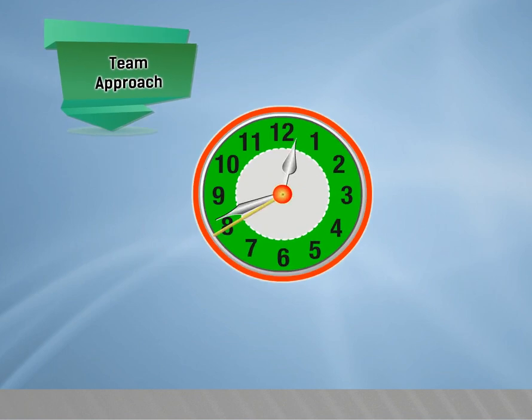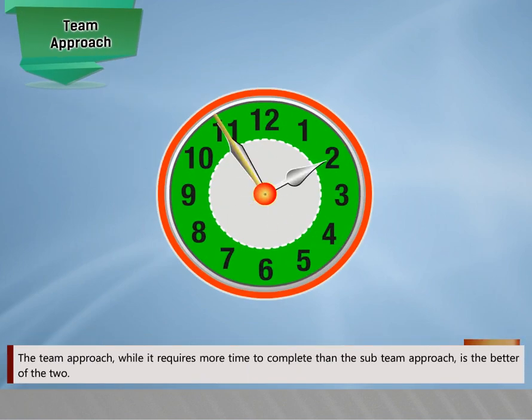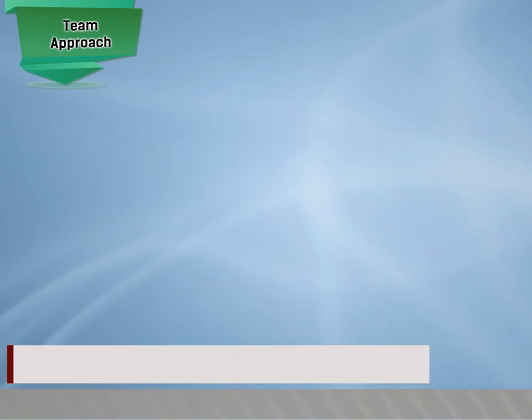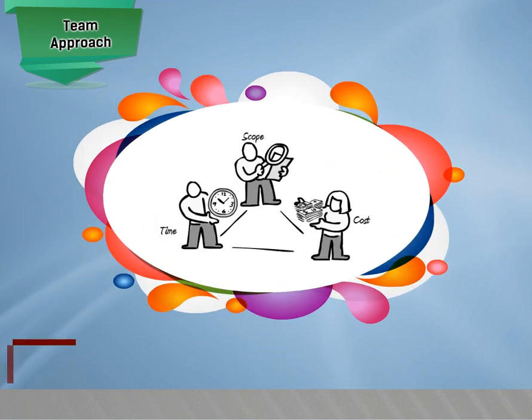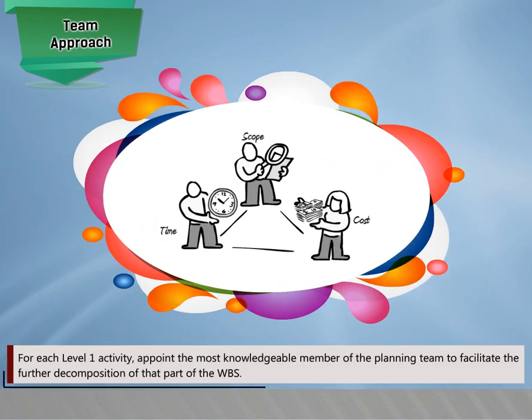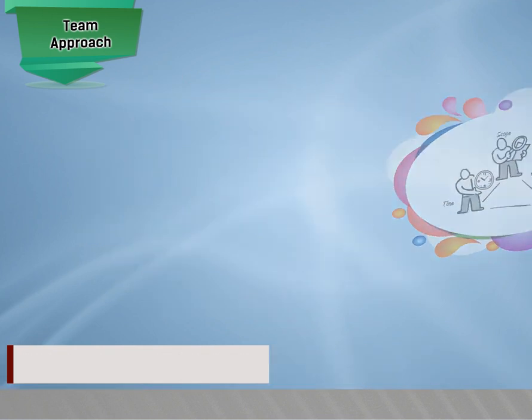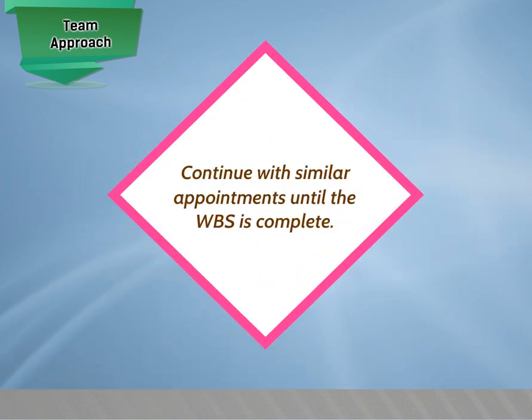Team approach. The team approach, while it requires more time to complete than the sub-team approach, is the better of the two. In this approach, the entire team works on all parts of the WBS. For each level 1 activity, appoint the most knowledgeable member of the planning team to facilitate the further decomposition of that part of the WBS. Continue with similar appointments until the WBS is complete.